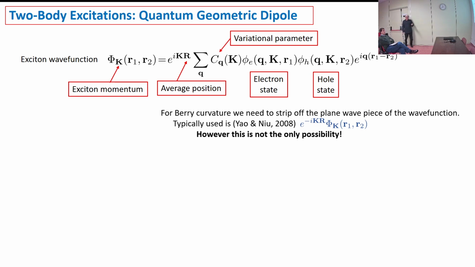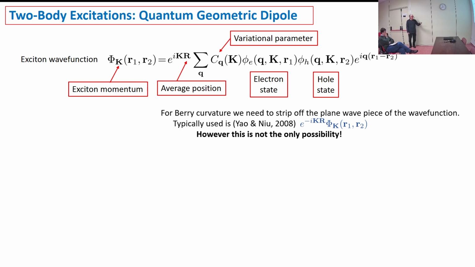All right, so now if we want to follow our noses and talk about Berry's curvature for these types of states, the first thing you want to do is strip off that plane wave piece, like I showed you in the earlier slides. That's of course what people did when they first started thinking about these types of Berry's curvatures.